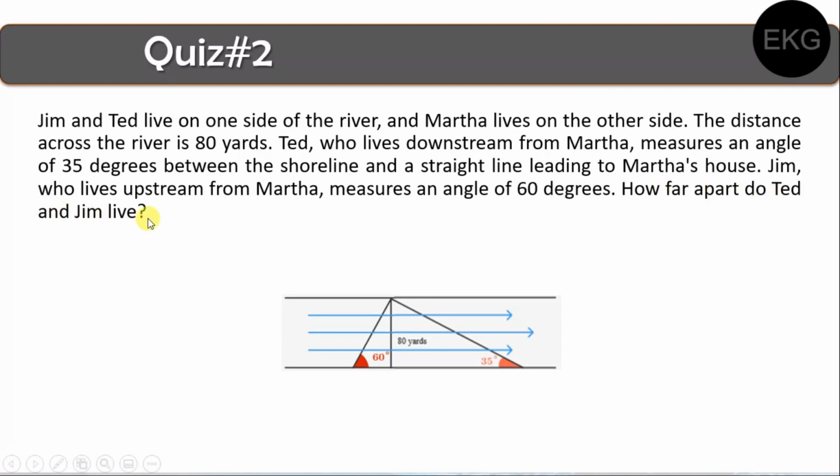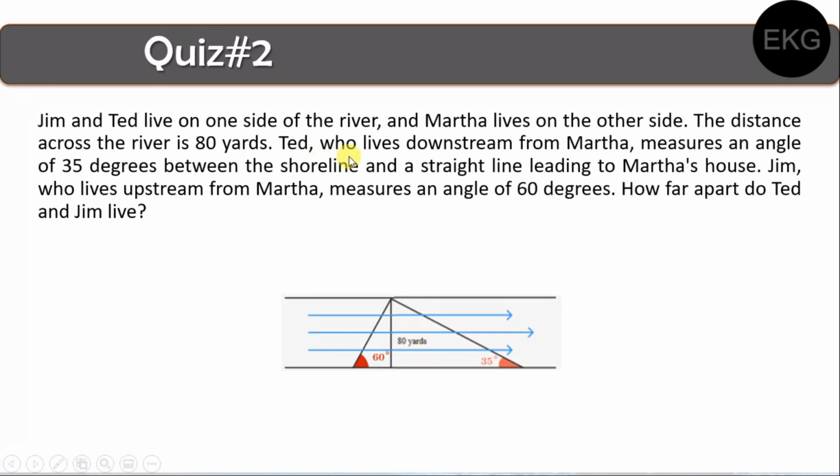So in this problem, we have 3 characters, namely Jim, Ted, and Martha. Si Jim daw at saka si Ted live on one side of the river. So this is our river. On one side of the river, nakatira daw dito si Jim at saka si Ted. So di lang natin muna alam, saan ba dito? Dito ba si Jim? Dito ba si Ted? Okay, or the other way around. While Martha lives on the other side. The distance across the river is 80 yards. So from this side of the river to the other side, it is 80 yards.